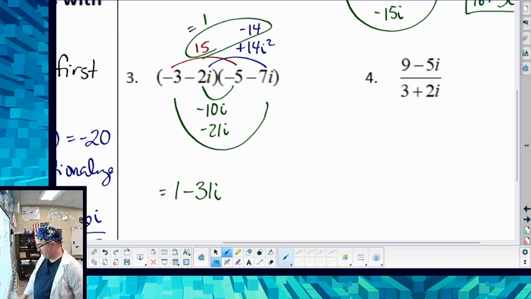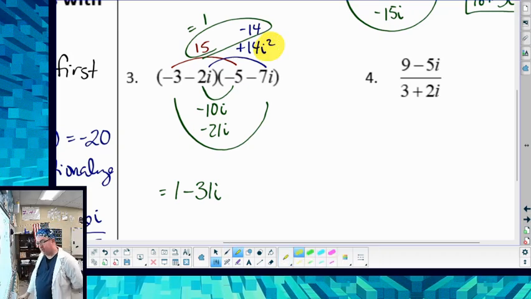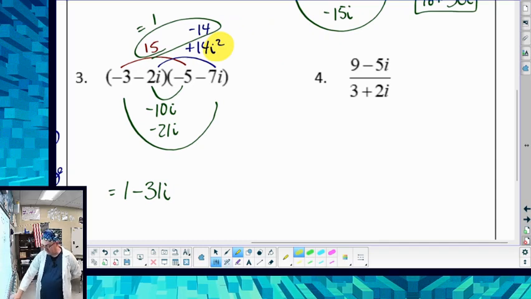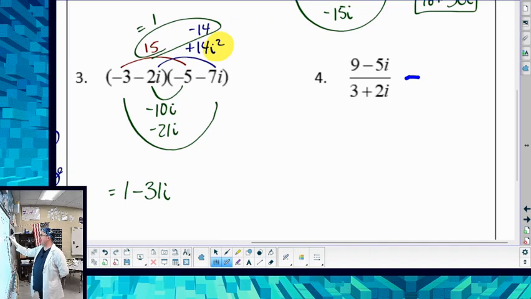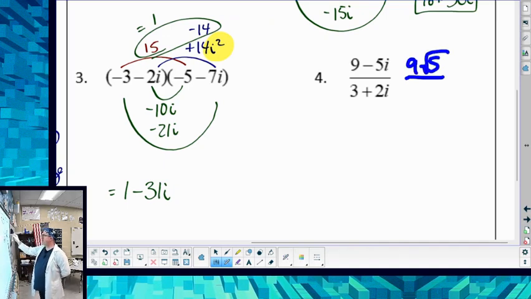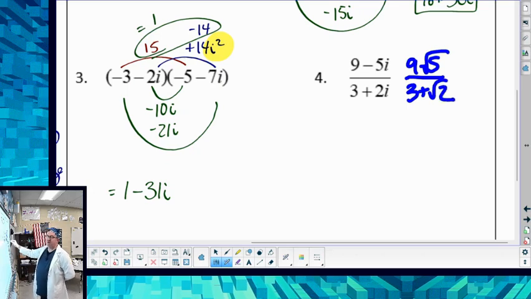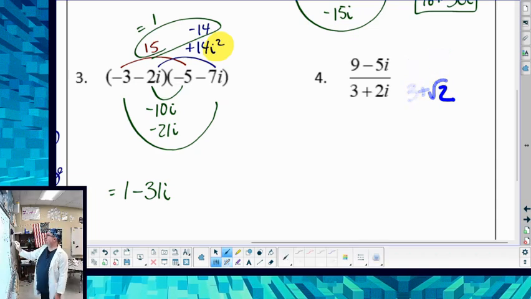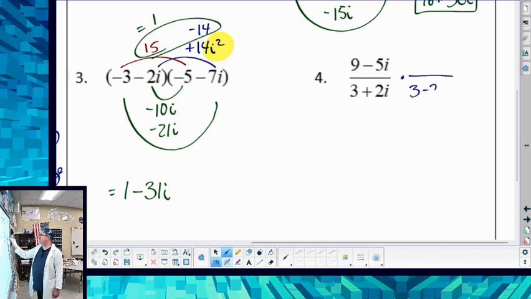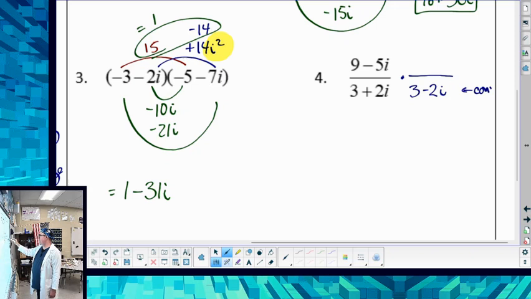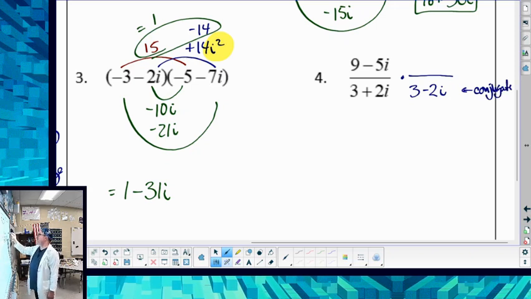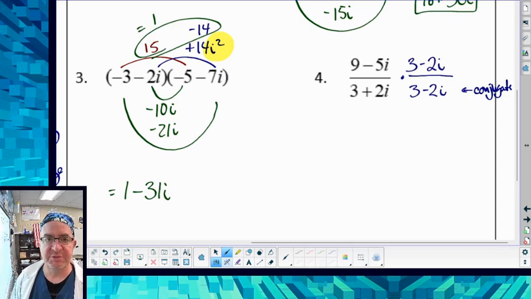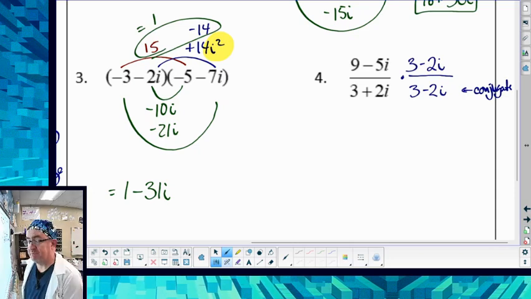Because again, remember, this i squared part up here is going to equal negative 1. And then when I'm dividing, it's just like when, if you remember back once upon a time, if this was, let's say, 9 minus 5 square root of 5 over 3 plus root 2, you'd have to multiply through by the conjugate to try to get rid of the root on the bottom. The same thing is going to hold true here. So for this, I'm going to multiply by the conjugate, which is 3 minus 2i. It's always going to be the opposite sign of what's in the denominator. So since I have 3 plus 2i, I'm going to multiply by 3 minus 2i. If it was minus, I would multiply by a plus.